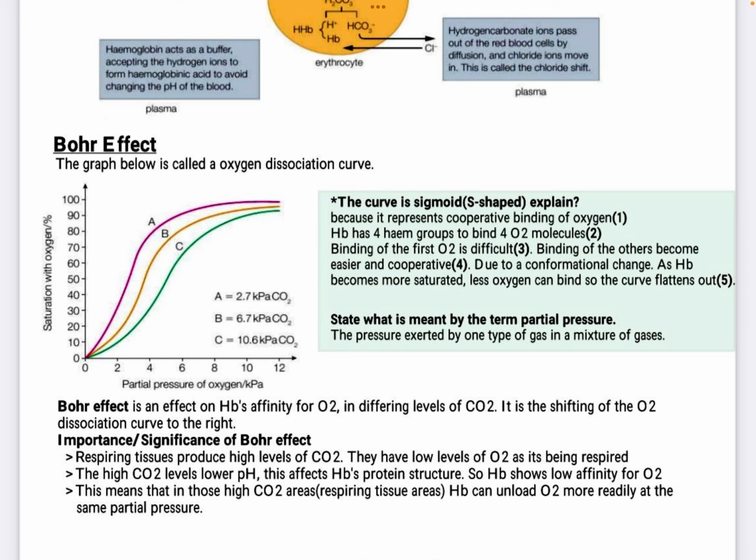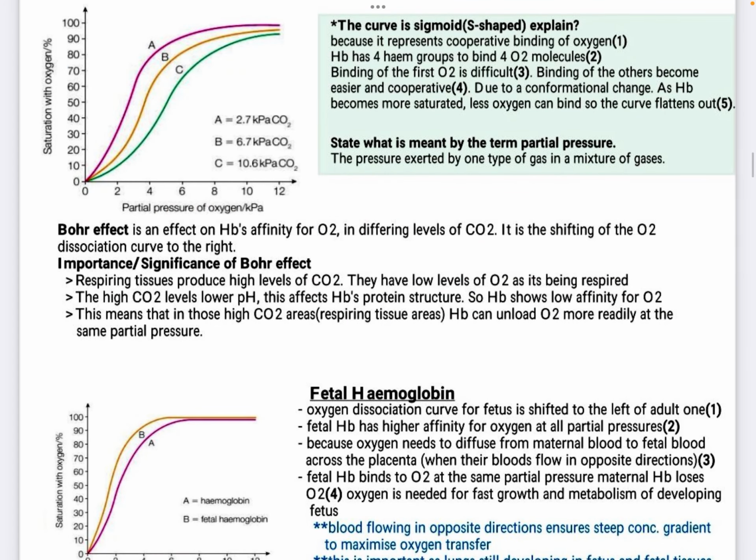That's what is meant by the partial pressure, the pressure exerted by one type of gas in a mixture of gases. So here the Bohr effect is an effect on Hb's affinity for oxygen at differing levels of carbon dioxide. It's a shifting of the oxygen dissociation curve to the right.